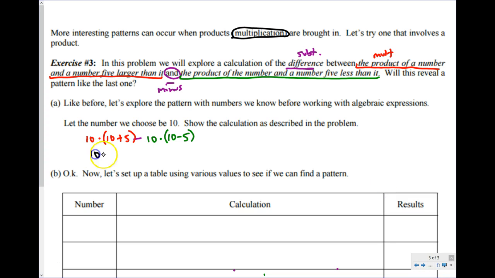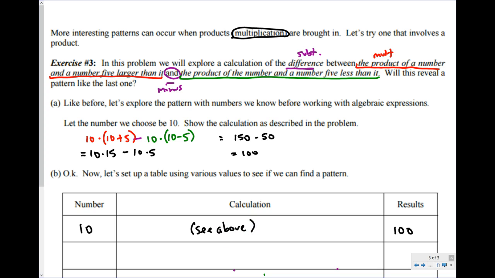This becomes 10 times 15 minus 10 times 5. So I get 150 minus 50 to give me 100. So my first number, when I used the number 10, I did the calculation, I got 100. Okay? And like the last one, let's try it with a few numbers.